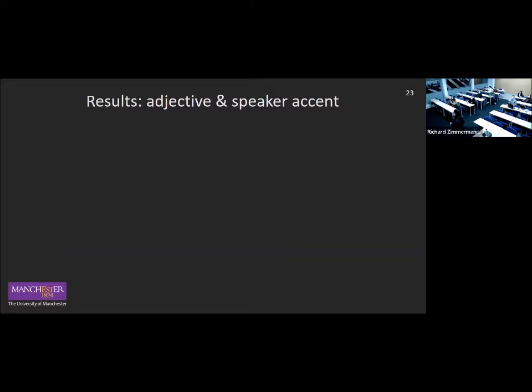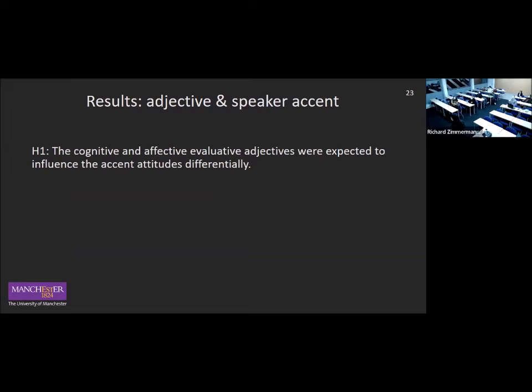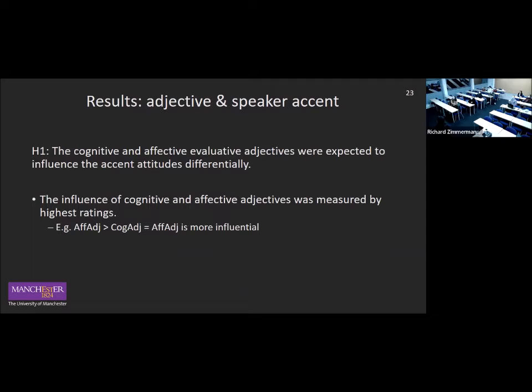So the first interaction, adjective and speaker accent. The hypothesis related to that had to do with how the adjectives are going to influence the accent attitudes, the evaluations, differentially hypothesized. The influence, by the way, of the adjectives was measured by highest ratings. Prime was not involved in this, so there was no positive or negative or anything like that. Each of the scales, if you remember, the valences were positive. All the adjectives had positive valences.